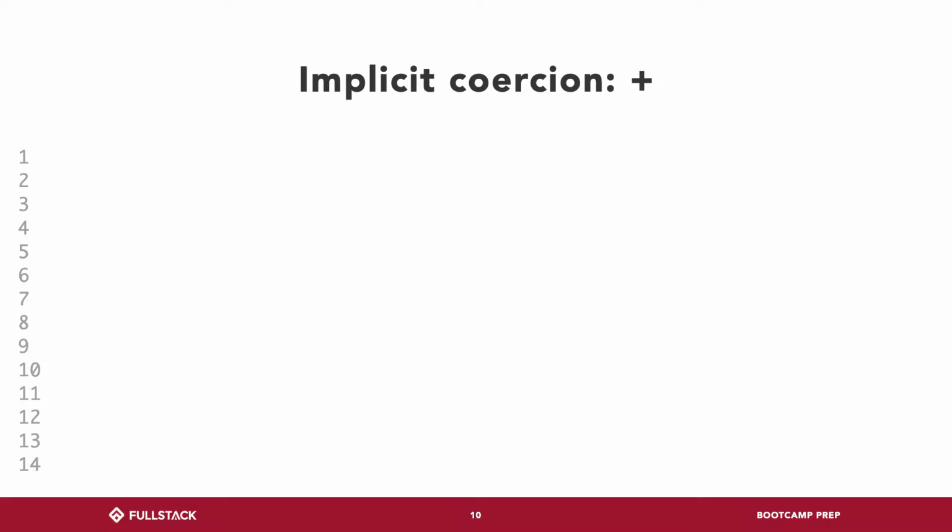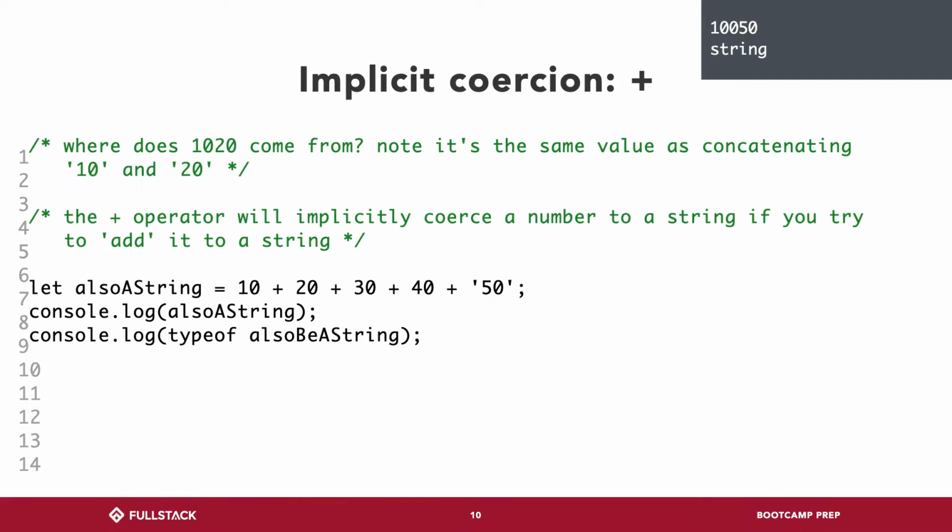Whereas here, you don't get the same thing. Because the string is at the end, and we're starting at the beginning. So it does all of this math first, and then it adds whatever that is to a string 50, so you get a string 10,050. Does that make sense? Cool.